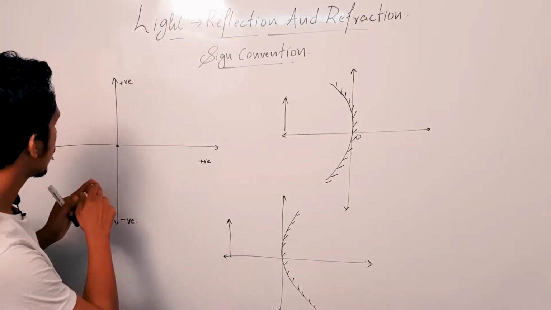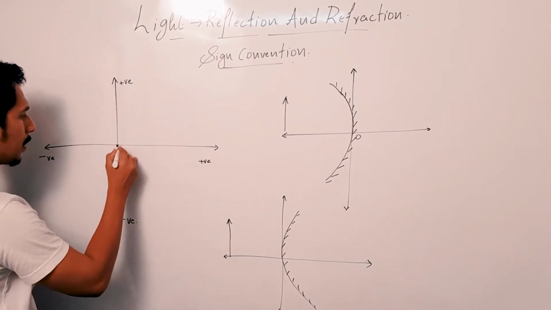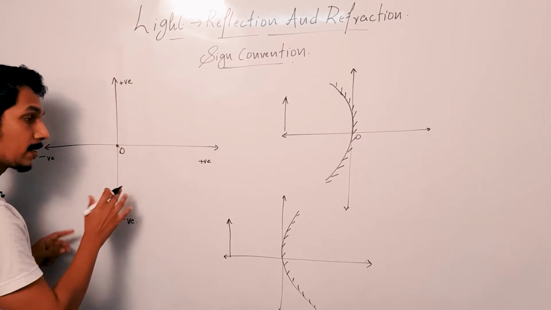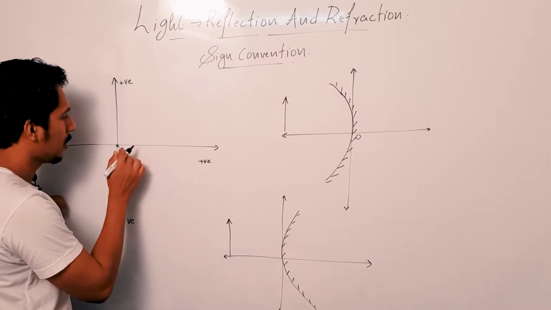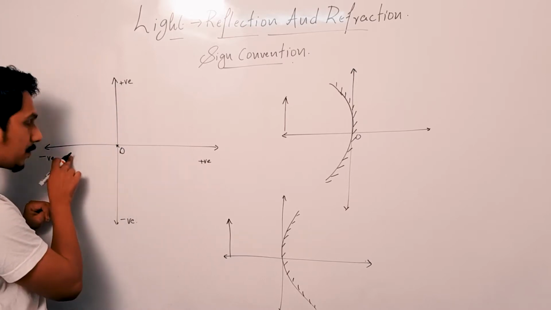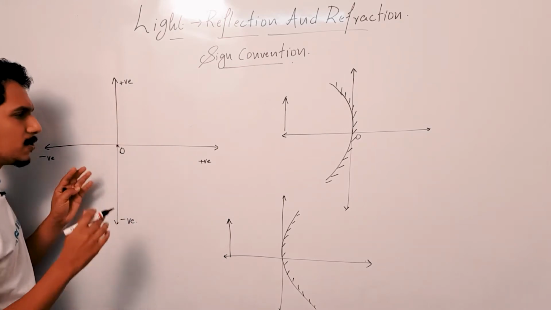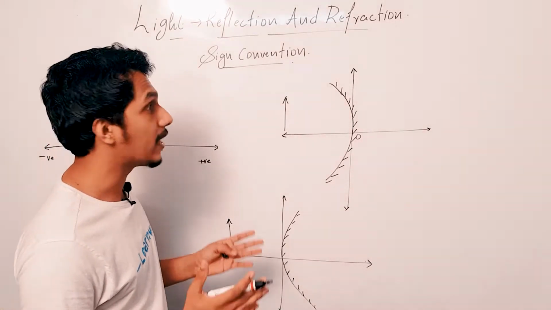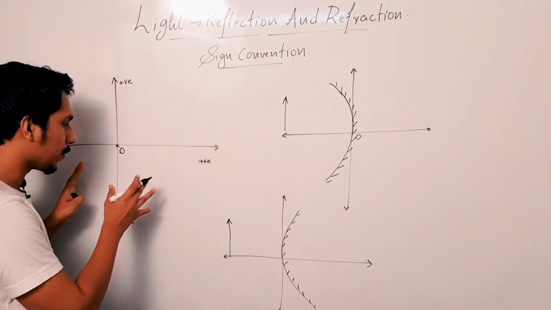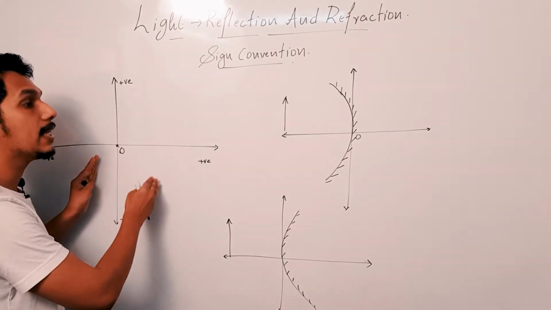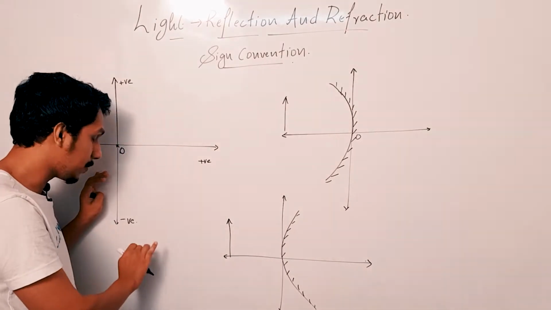Let's say you are considering these as your x-axis and your y-axis, and this will be your origin. All values taken to the right of this origin are positive, to the left of the origin negative, downwards negative, to the top positive. Whenever you do any question related to light reflection or refraction, be it mirror or lens, you will be following this sign convention. That is, anything taken to the right is positive, to the left is negative, to the top is positive, to the bottom it is negative.